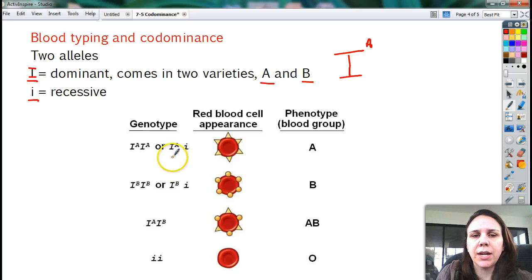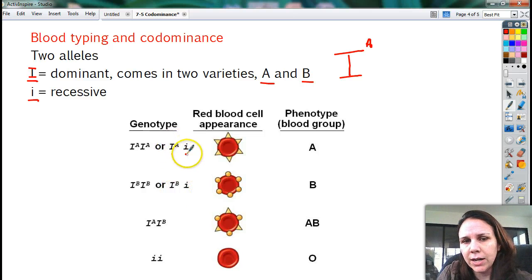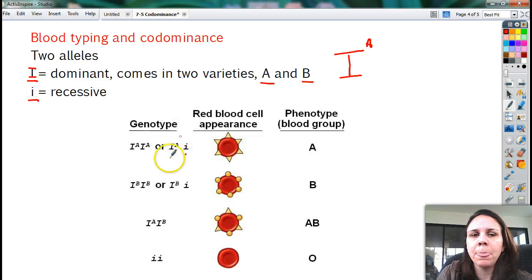Or I can be heterozygous. I can have the dominant A and a little recessive i. The A is still dominant to the little i, which means I still have type A blood. Same thing for type B. I could be homozygous B, which is two big I's with two B's. Or I could be heterozygous B, which is a dominant I with a B and then a little i. Now the only ones that have only one genotype would be AB and O.